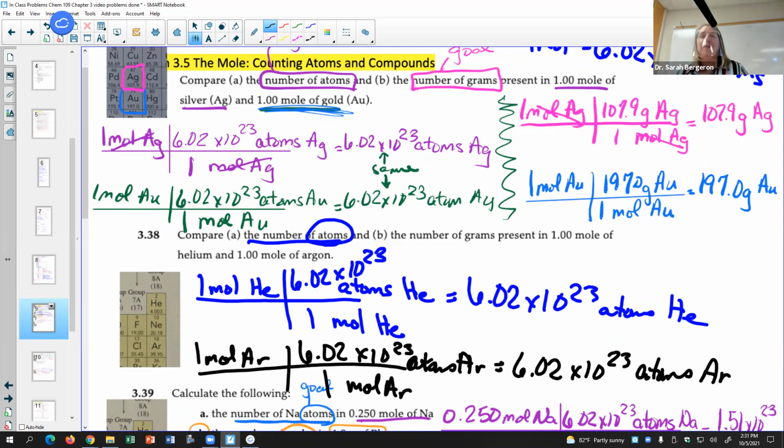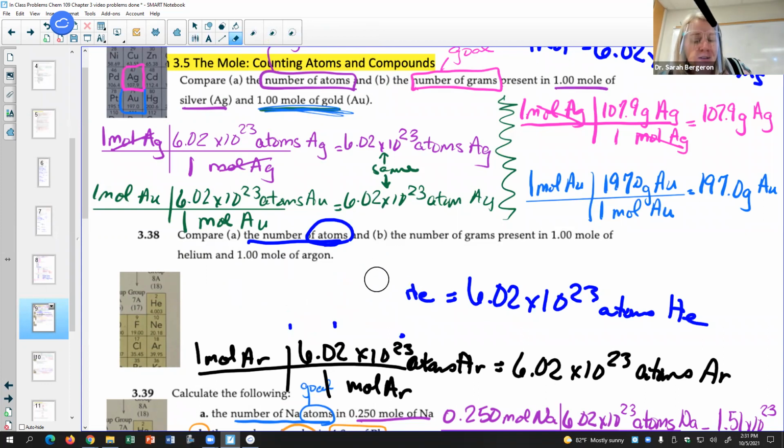This is like saying, how many eggs are in a dozen eggs? 12. How many M&Ms are in a dozen M&Ms? 12. How many bagels are in a dozen bagels? 12, right? Doesn't matter. That's what a mole is telling me. Okay, so now let's do part B, number of grams present.